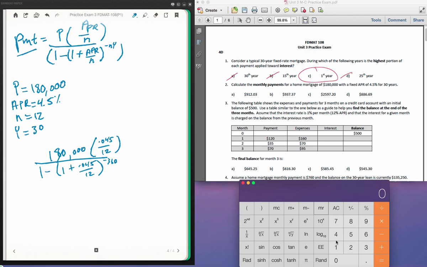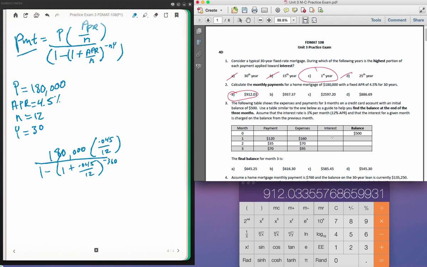So now we're going to do the top portion, and that's 0.045 divided by 12. We do the parentheses first. Then we multiply that by 180,000. And we're going to divide this number by our memory recall to give us 912.03 if we round it. So there we go. A right there is my correct answer. So now let's continue moving on.